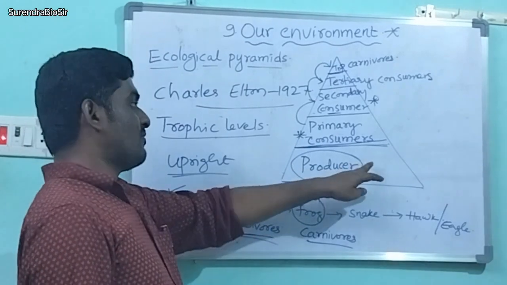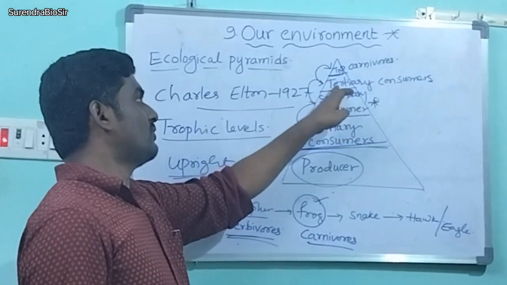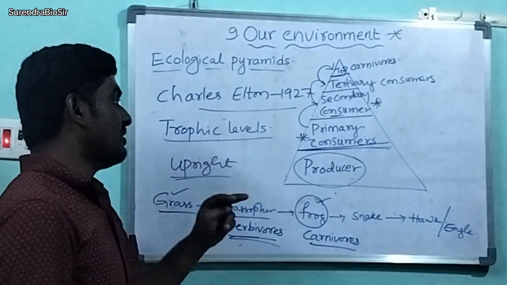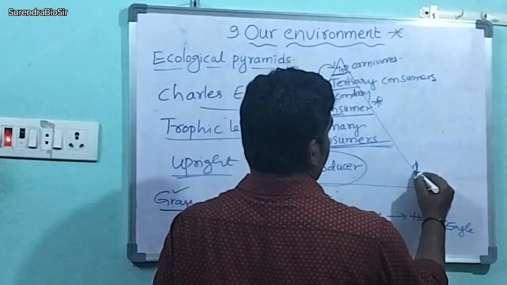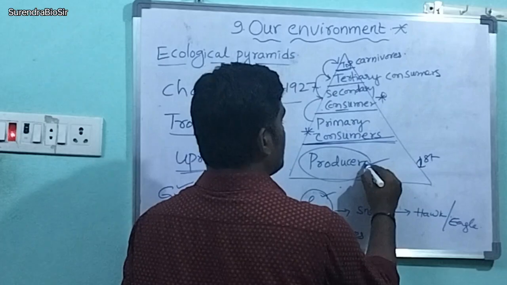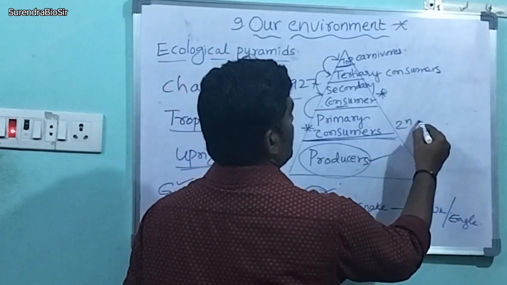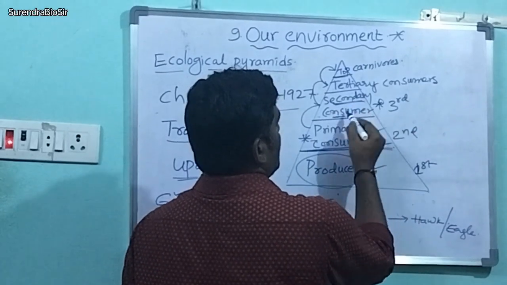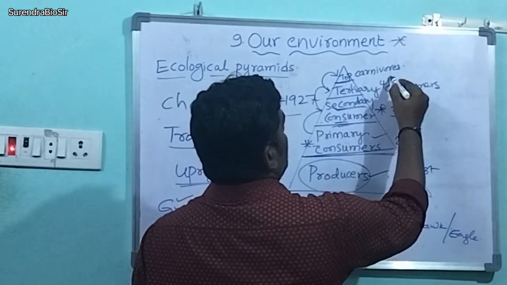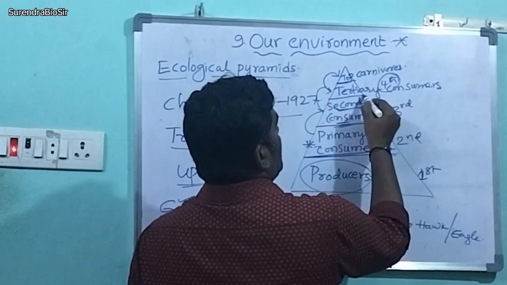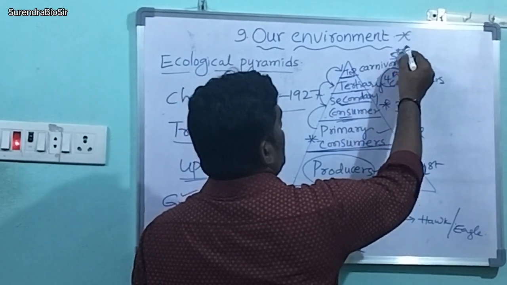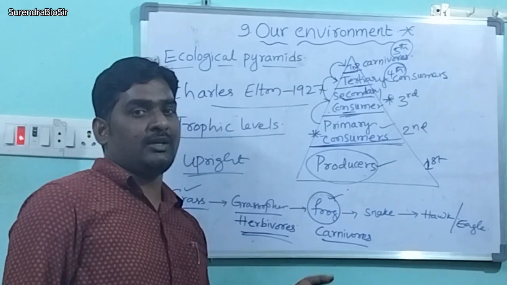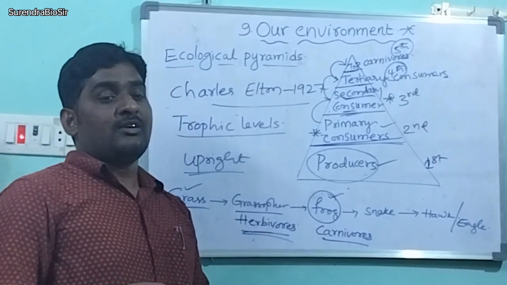So, how many levels are there? First level, second level, third level, fourth, and fifth. So total 5 trophic levels are there. The first trophic level is producers, and the second trophic level is primary consumers. The third trophic level is secondary consumers. And the fourth trophic level is tertiary consumers. And the fifth trophic level is top carnivores. By taking this, we are going to explain about different types of pyramids.